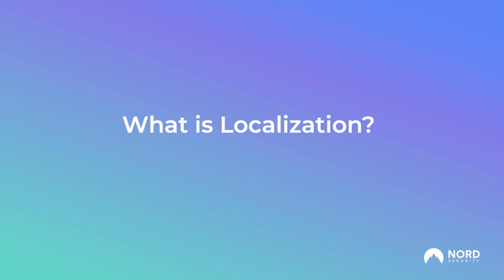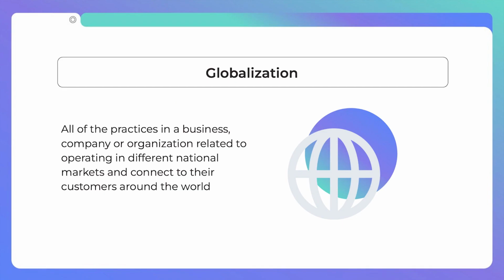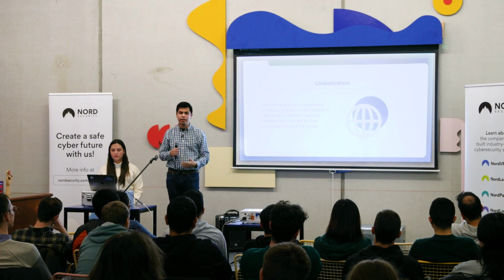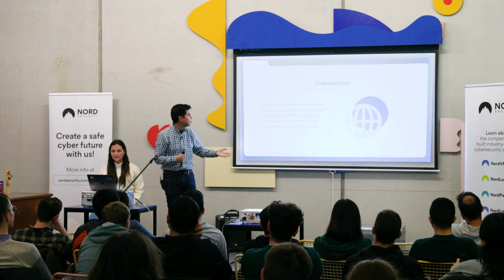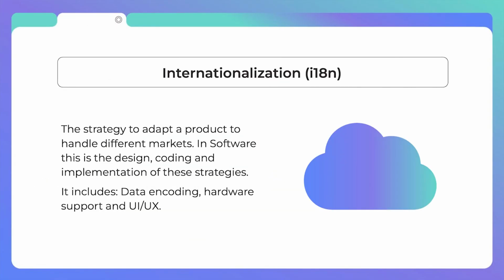But first, let's see what localization actually is, okay? In localization, we have this thing that is called GILT. GILT stands for Globalization, Internationalization, Localization, and Translation, okay? So let's see each one of them. Globalization is actually all the practices of making, it's this buzzword of globalization. It's what allows someone in the United States to buy a German car, or a Lithuanian company like Nord Security to hire a Mexican in Germany. So that's globalization. Then next we have internationalization, also known as i18n.